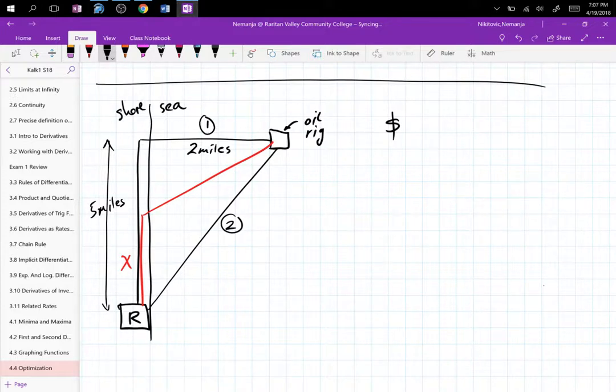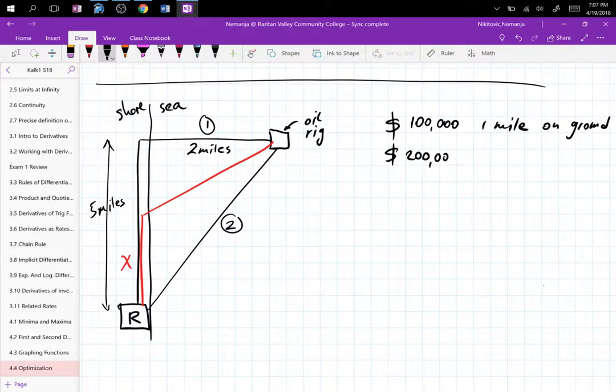100,000? Okay. So 100,000, 1 mile on ground. And what is the price for underwater for 1 mile? 200,000, double? Should be more, but that's okay. 200 is fine. 1 mile under the sea. There you go.